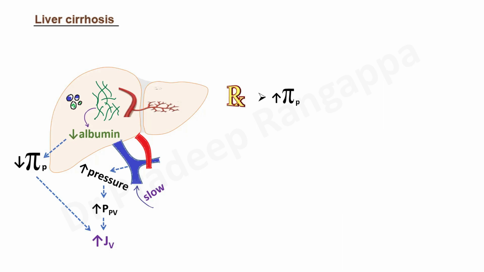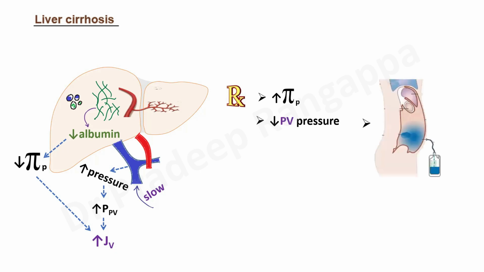The treatment in cirrhosis, as you would know, is directed at increasing the oncotic pressure, because, as we see, the reduction in oncotic pressure is what pushes the fluid from the vascular compartment into the interstitial space. So the treatment is aimed at increasing the oncotic pressure, reducing the portal venous pressure, and obviously removing a lot of ascites to reduce the pressure.